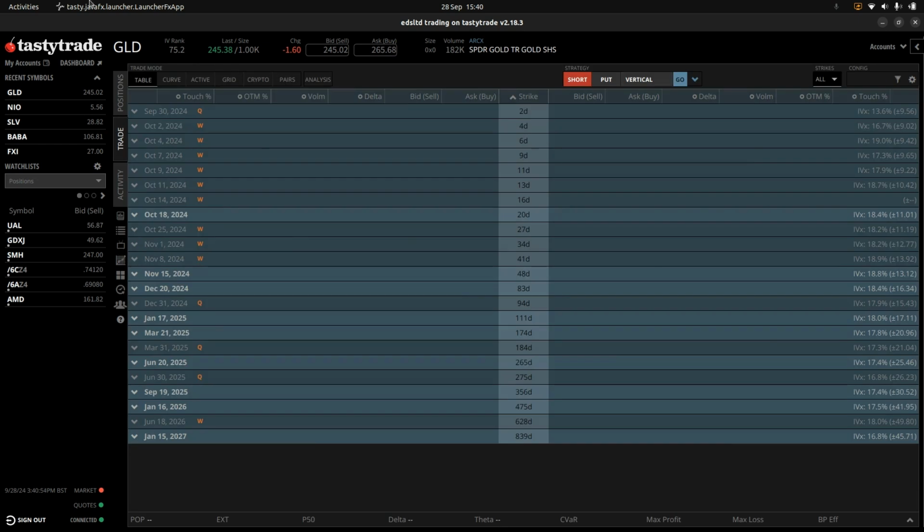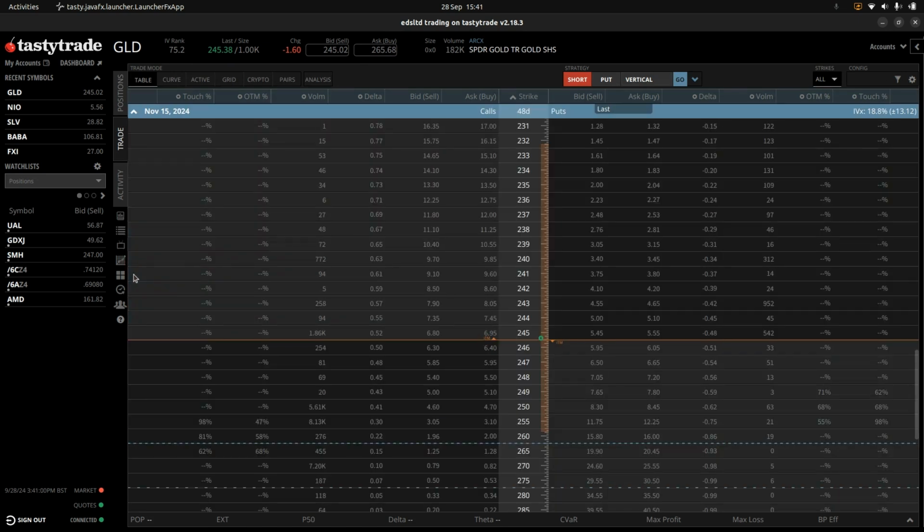So we pull up the list of expirations. We already know we're going to go straight over to the November 15th expiration, which is 48 days out in time. And now we're looking at the options chain. So we've got this orange horizontal bar going across the middle.